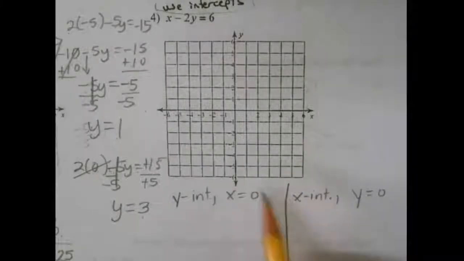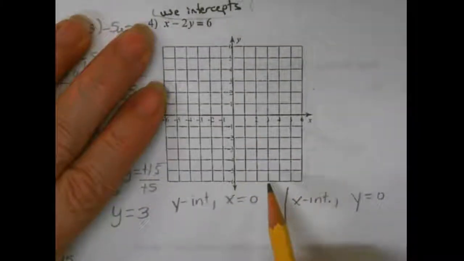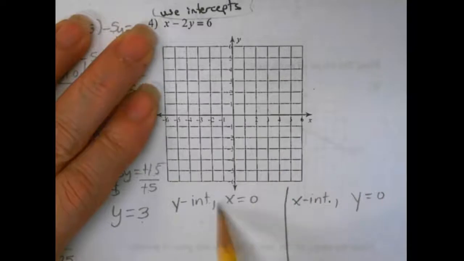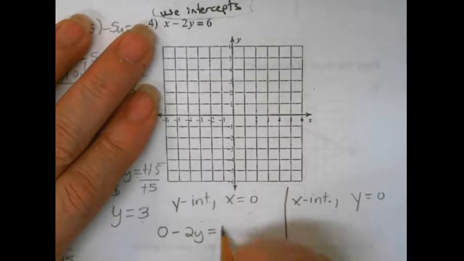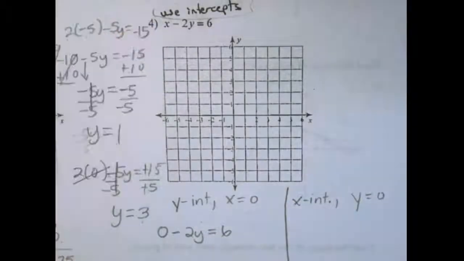All right. We have an equation here, x minus 2y equals 6. What is my x going to equal in this first equation that I'm writing? 0. So I'm going to say 0 minus 2y is equal to 6. Okay, first equation.